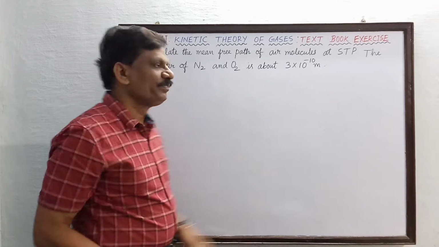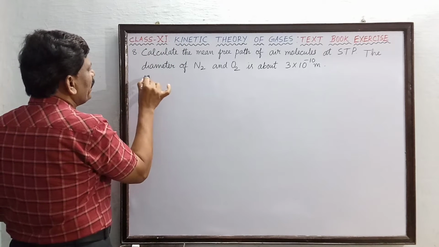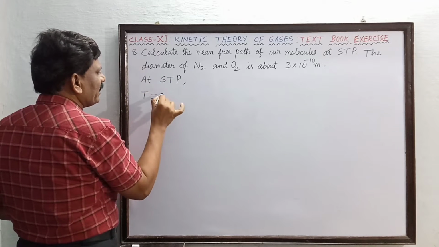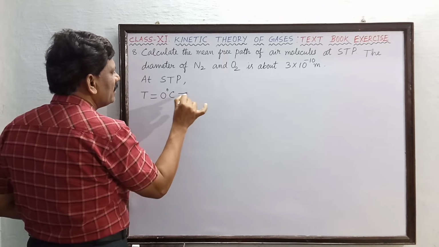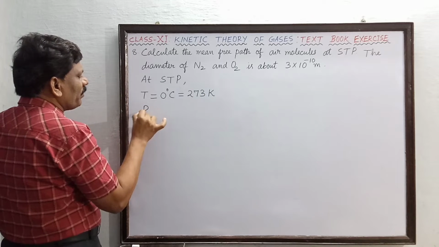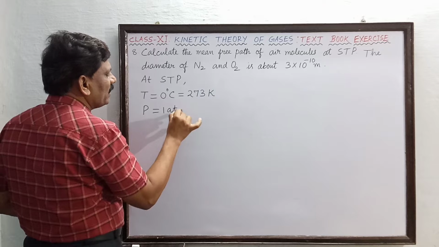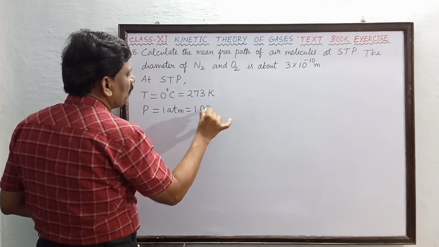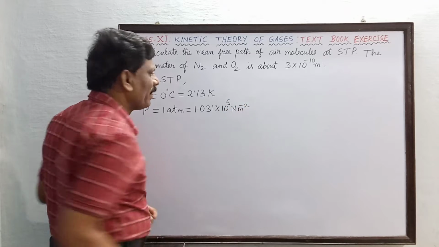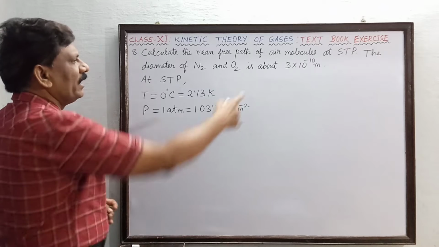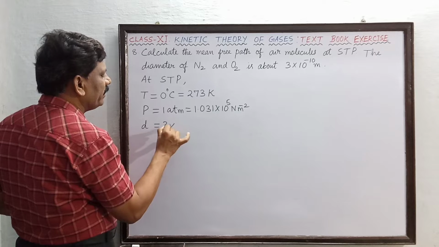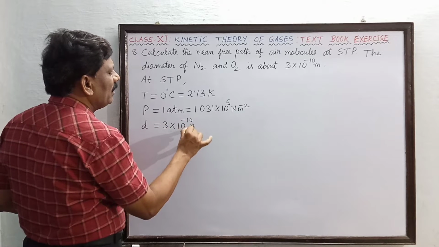We have to remember, first, at STP, standard temperature and pressure, the temperature of the gases is taken as 0 degrees Celsius, which is equal to 273 Kelvin, and the pressure is taken as 1 atmosphere, that is equal to 1.031 × 10^5 pascals or Newton per meter square. Then I will write the diameter, small d. So the diameter d is equal to 3 × 10^-10 meter.